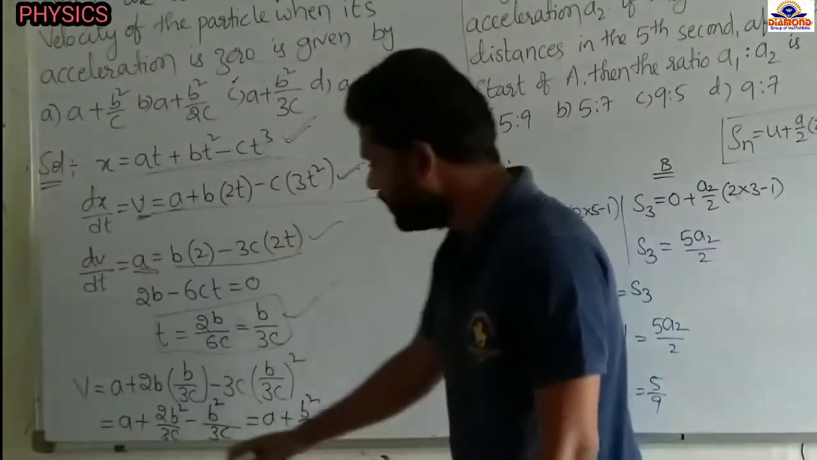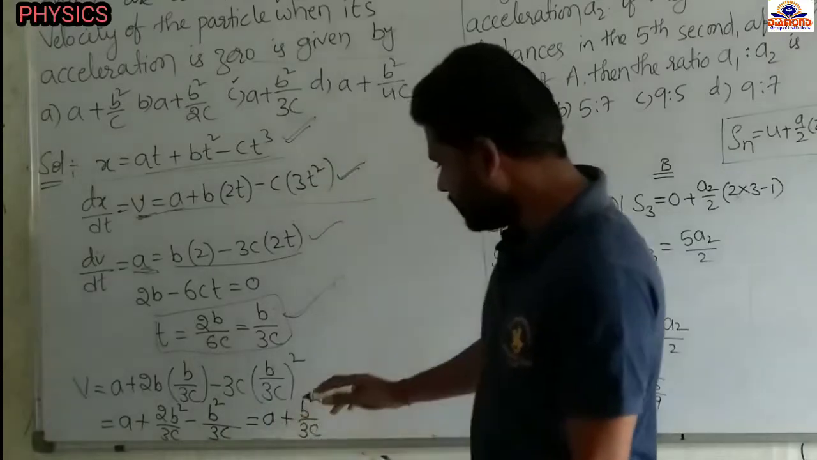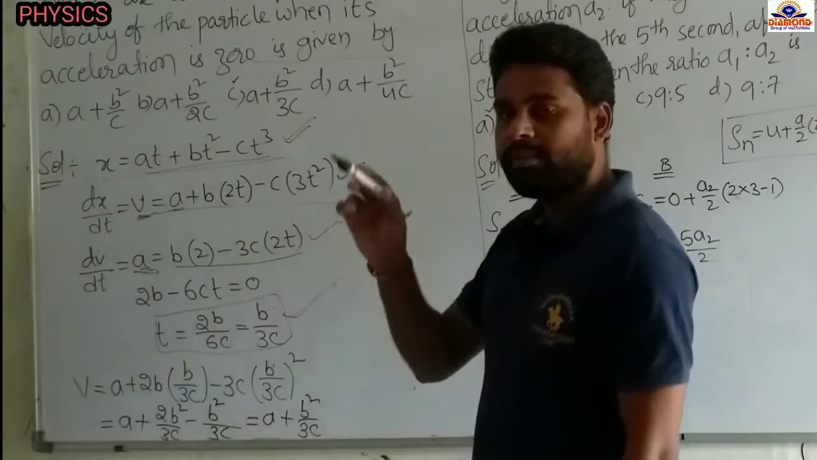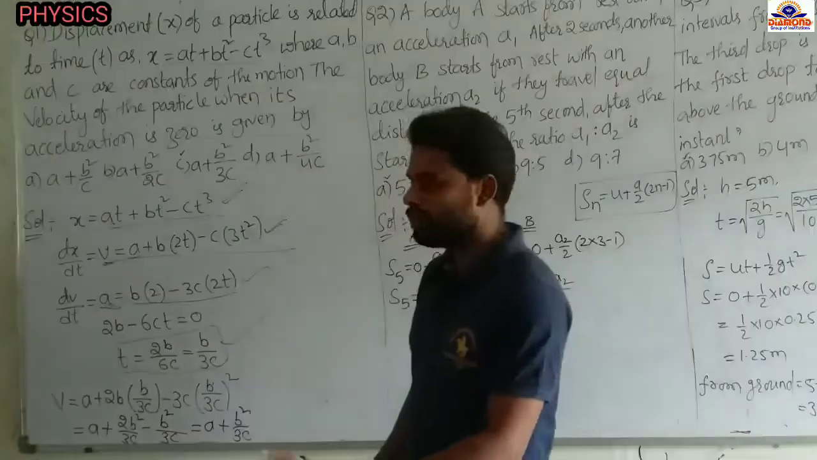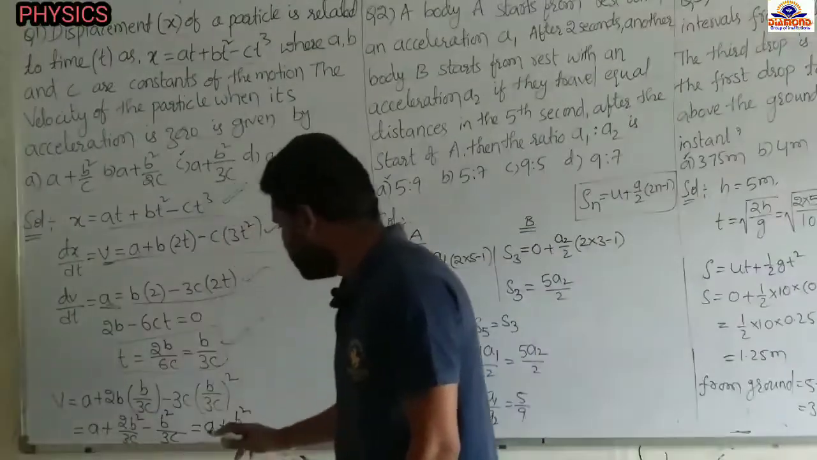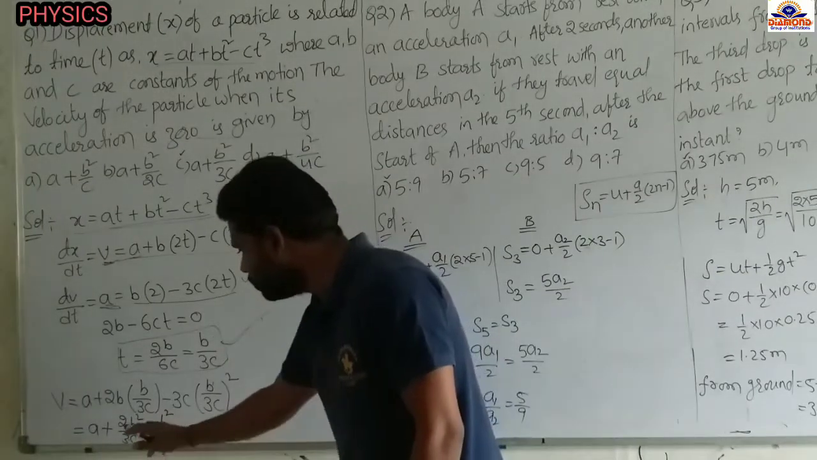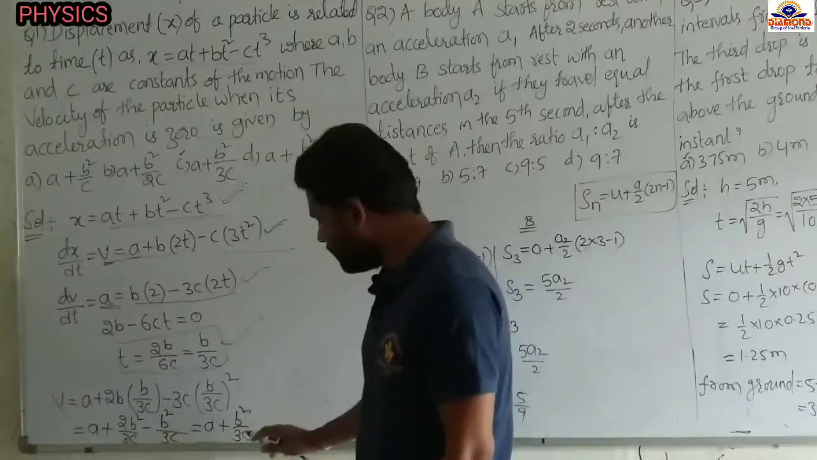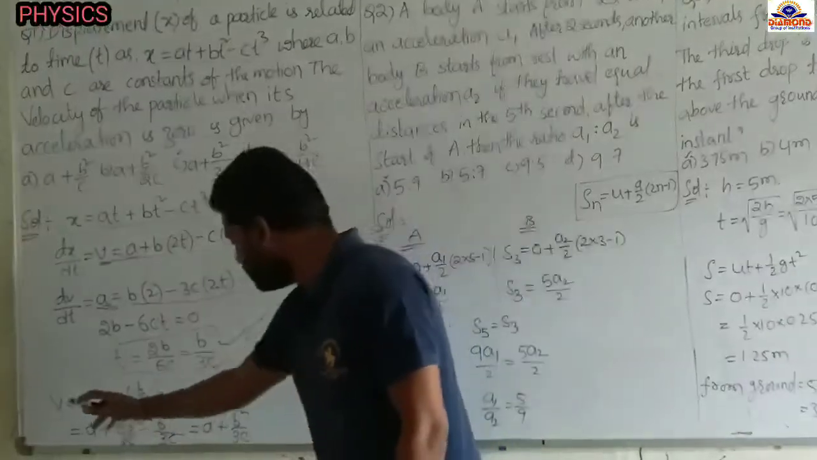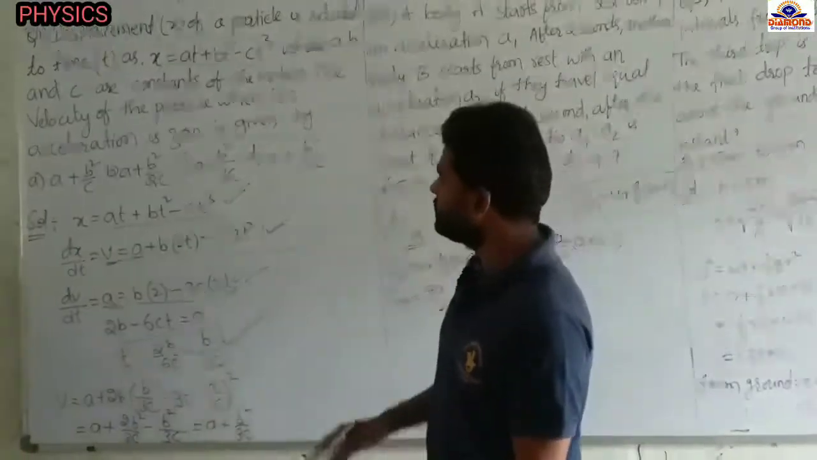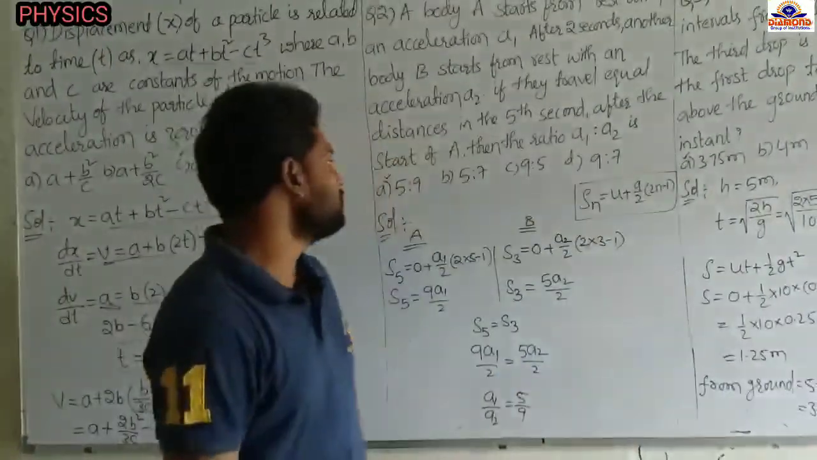Now simplify this. A plus 2b into b by 3c is 2b square by 3c, minus c into b by 3c whole square, that is b by 3c into b by 3c. One 3c will be cancelled, and we will get b square by 3c. Do the simplification fast. So now a plus, the denominator 3c is there, add the numerators, 2b square minus b square, so b square by 3c. So at time b by 3c, the velocity of the particle is a plus b square by 3c. Easy problem. And the next, see the next question.